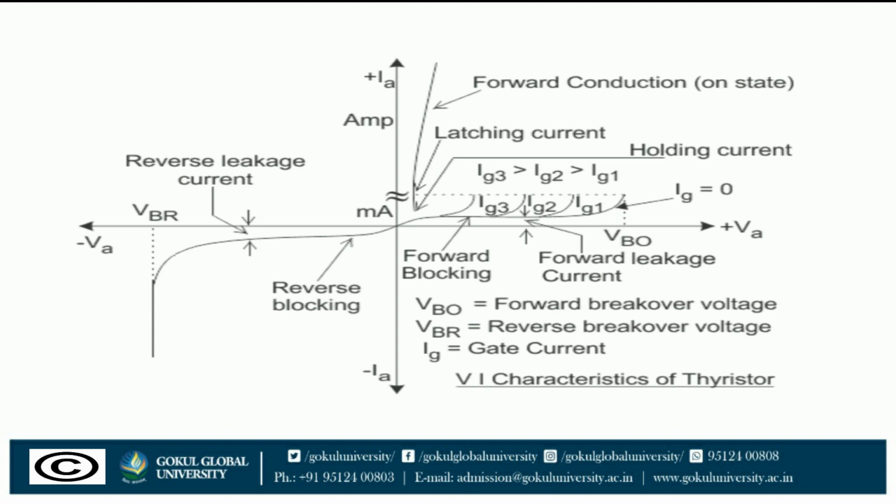However, when turn on of a thyristor is required, a positive gate voltage between gate and cathode is applied. With gate current thus established, charges are injected into the inner P layer and the voltage at which the forward breakover occurs is reduced.